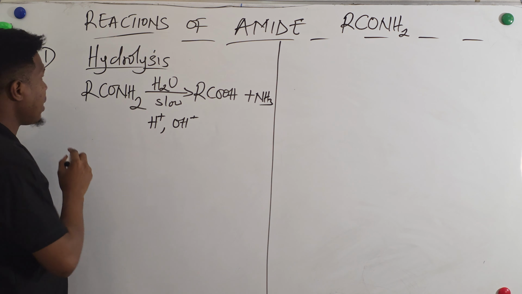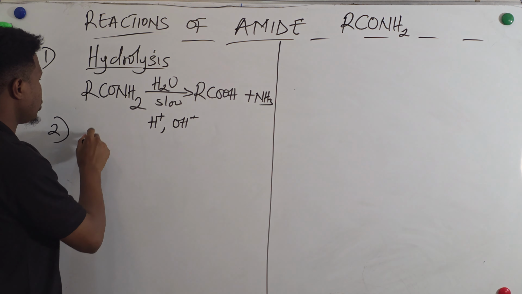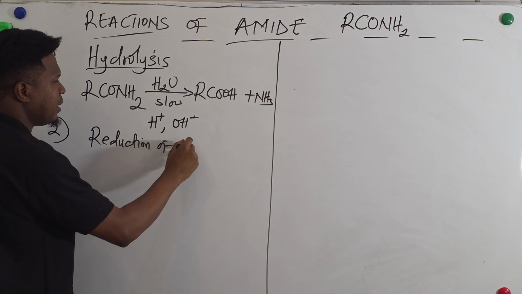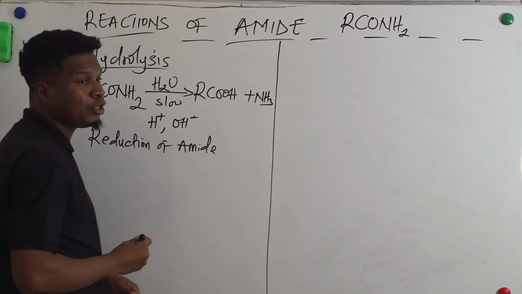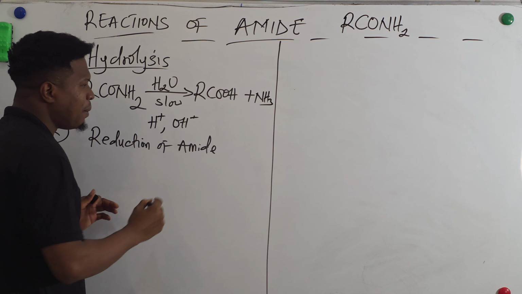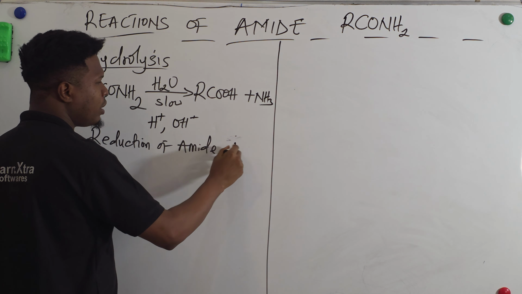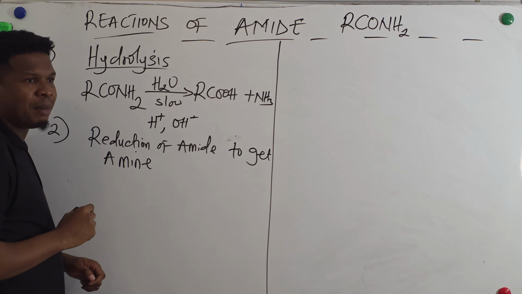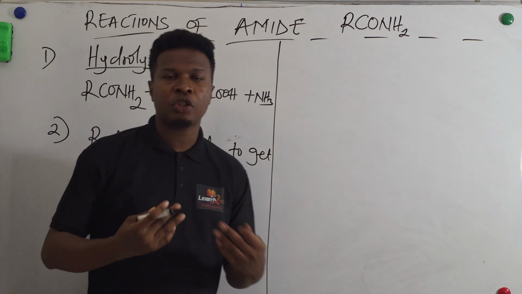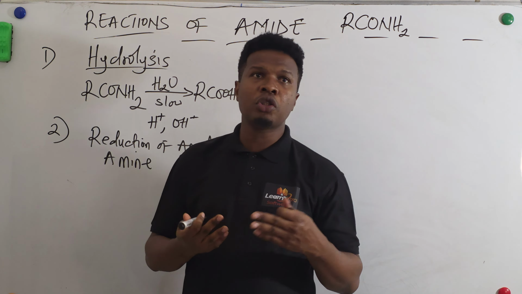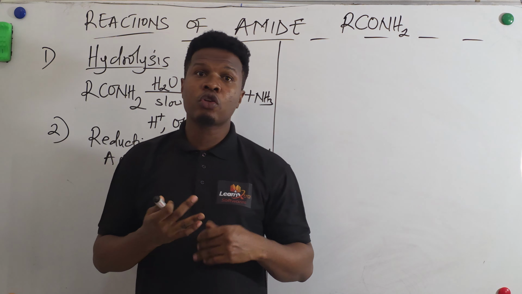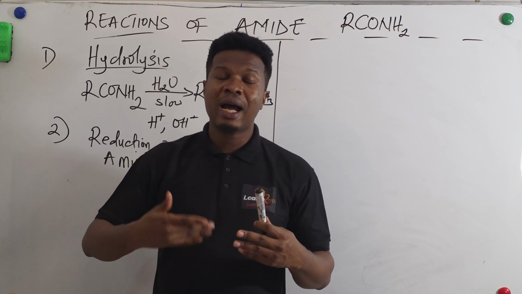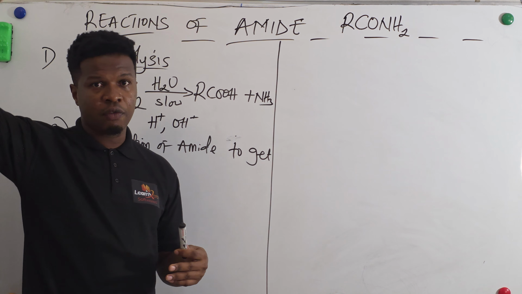Now the next one, number 2, we look at reduction of amide. Reduction simply means addition of hydrogen. If you reduce an amide, what you get is an amine. So what do we use in carrying out this reduction? We can either use a solution of sodium in ethanol, or we can also use lithium tetrahydroaluminate, that is LiAlH4, the reducing agent I gave you in the previous video.